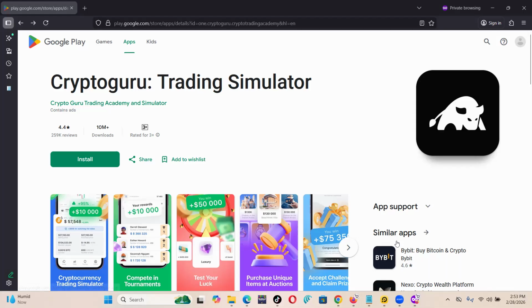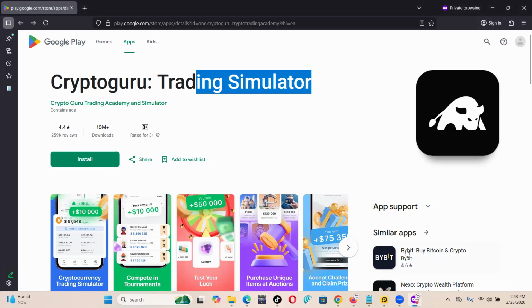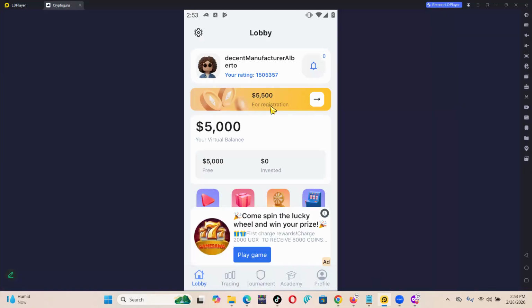Hey, hi. Today we're going to see how you can use Cryptoguru, which is a trading simulator, and I've installed this app here. We're going to see how it works, and also whether you can withdraw this money that reflects here, or if it's not actually real money.